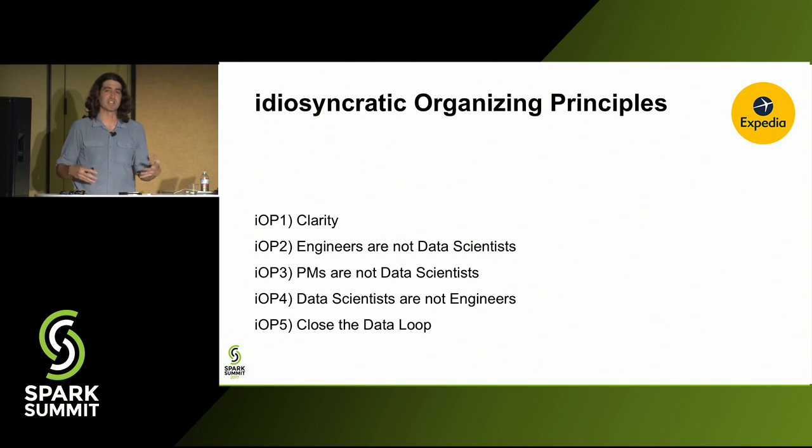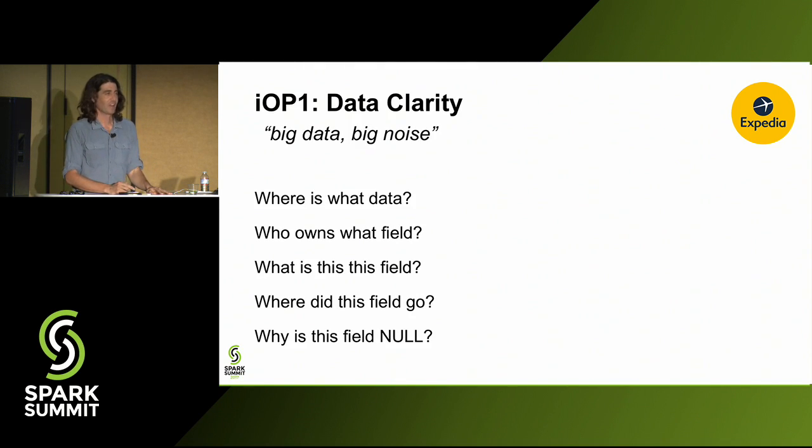So based on our experiences, these are the organizing principles, the recommendations based on our own experience and troubles with moving a lot of our productionalized machine learning infrastructure into the cloud. So if you like, the idiosyncratic operating principle number 1, or IOP1, is data clarity.